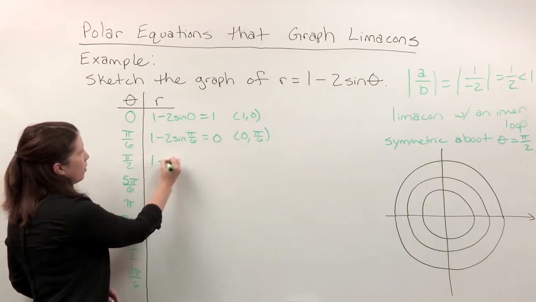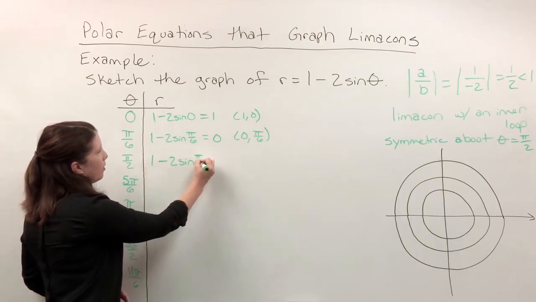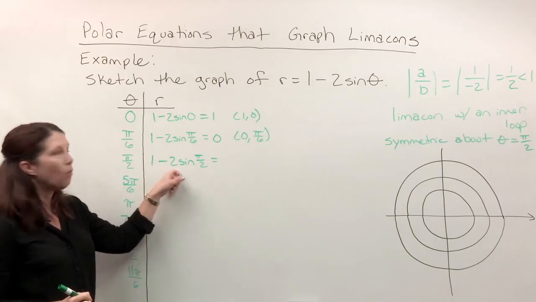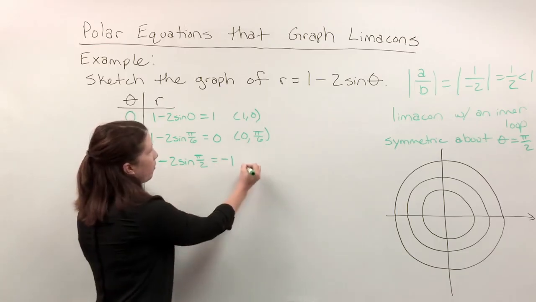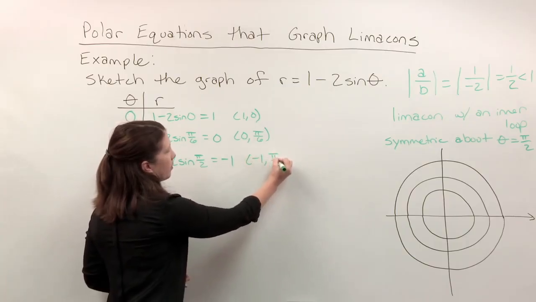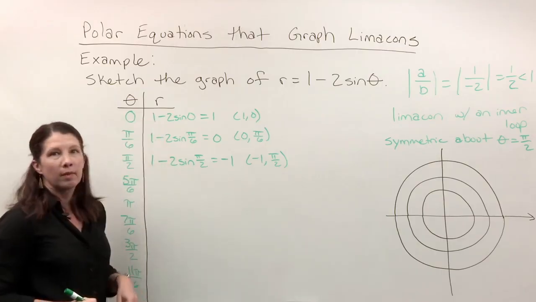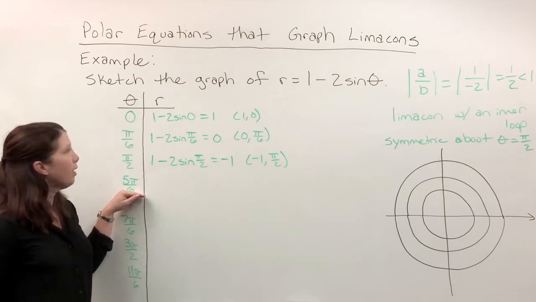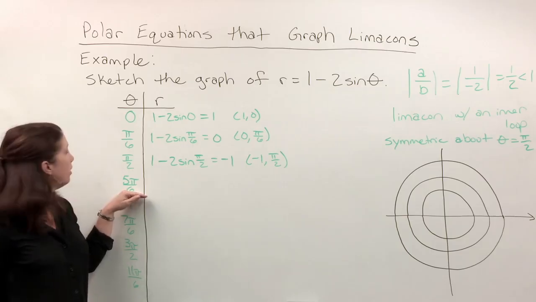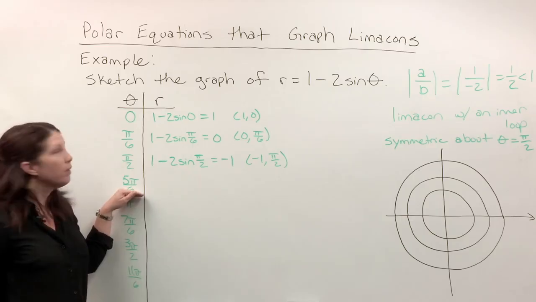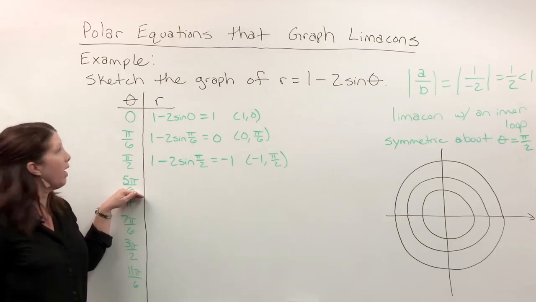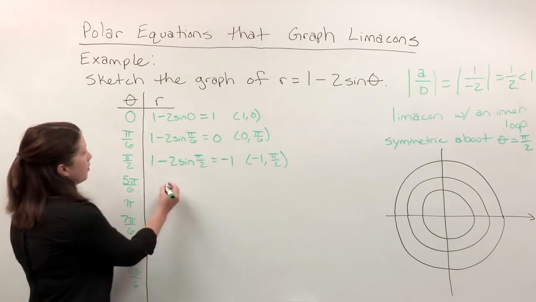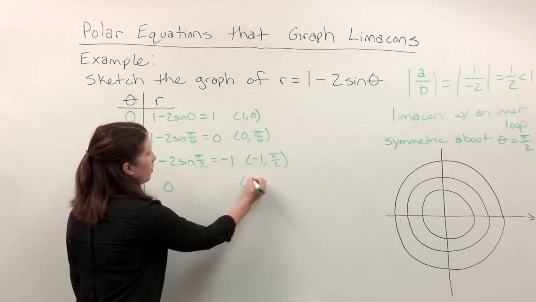Continuing with pi over 2, the sine of pi over 2 is 1. 2 times 1 is 2. 1 minus 2 gives me a value of -1. Five pi over 6 is in the pi over 6 family, so I know that the sine will be either positive or negative 1/2. Since 5 pi over 6 is in quadrant 2, sine of 5 pi over 6 is positive 1/2, which means it will work out to be the same value as substituting in pi over 6. So I get an r value of 0.